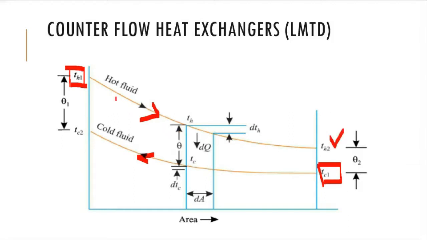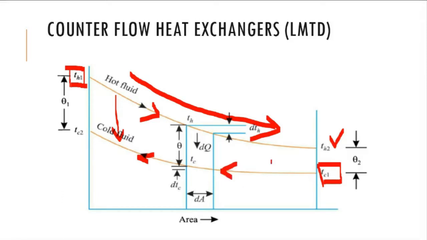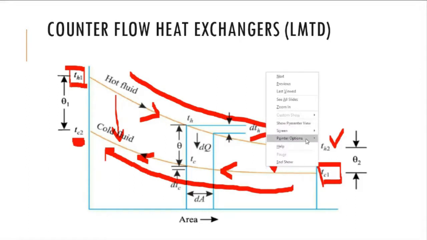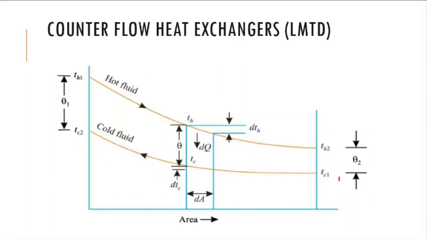As the hot fluid will be flowing through the heat exchanger, it will be giving heat to the cold fluid and the temperature for the hot fluid will be dropping down continuously. Similarly for the cold fluid, as it is entering from this side and flowing through the heat exchanger, it will be taking heat from the hot fluid and the temperature for the cold fluid will be increasing continuously, and the exit temperature is given by Tc2. Any doubt till this part? No, sir.